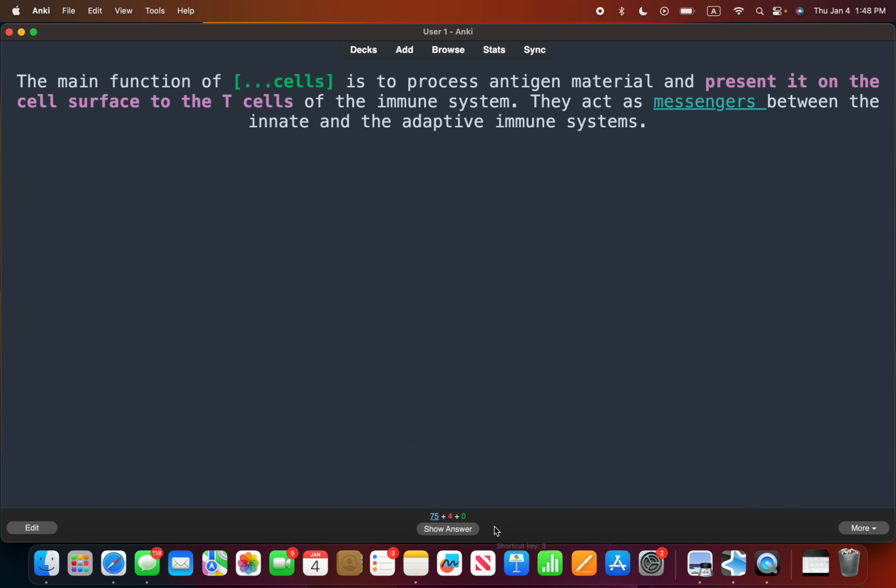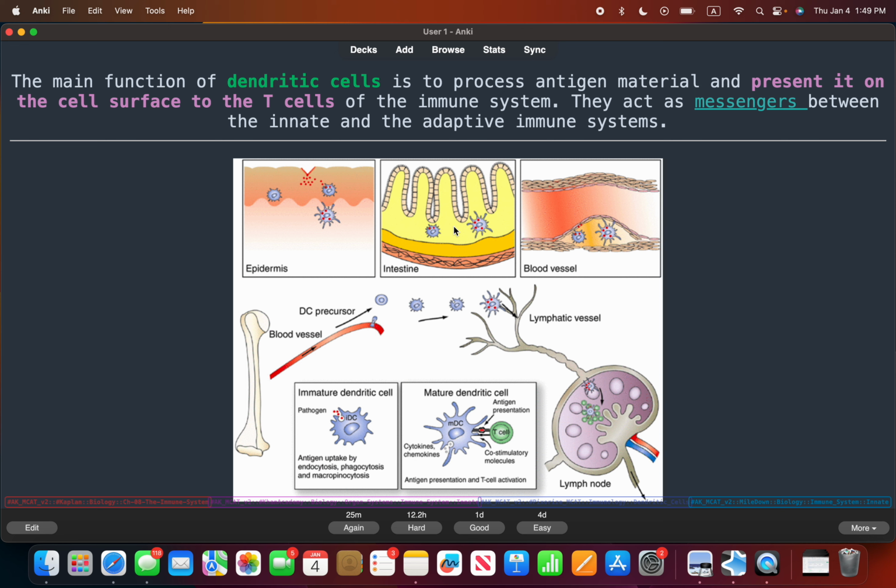We also got this. The main function of these cells is to process antigen material and present it on the cell surface to the T cells of the immune system. They act as messengers between the innate and the adaptive immune systems. So I believe it is the dendritic cells. Okay, we did not know this.